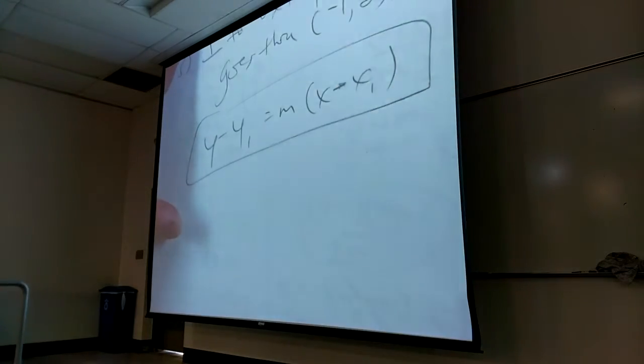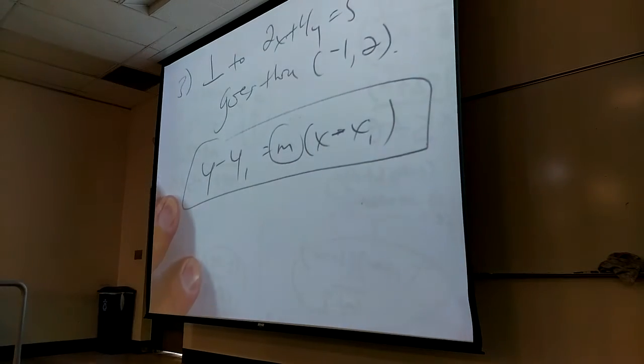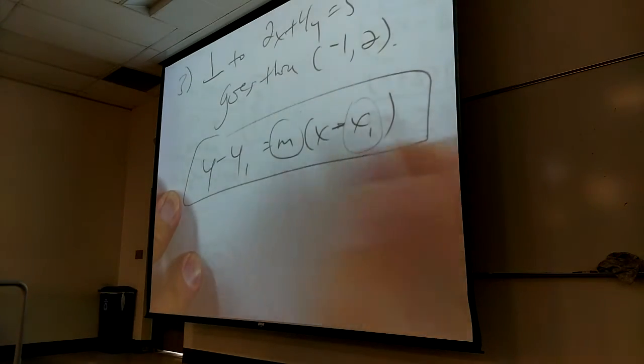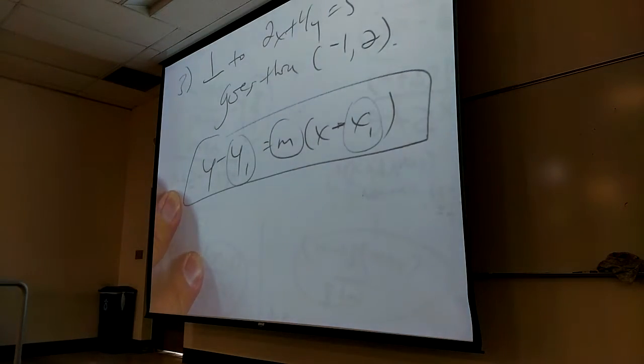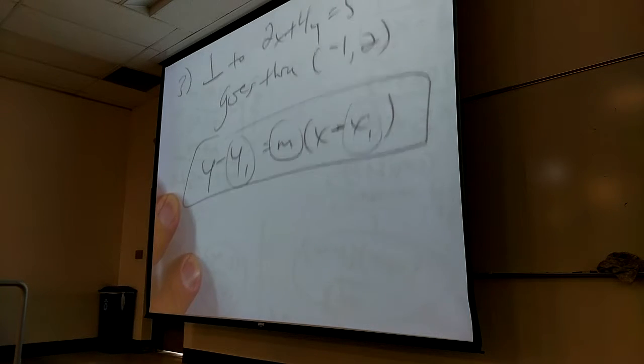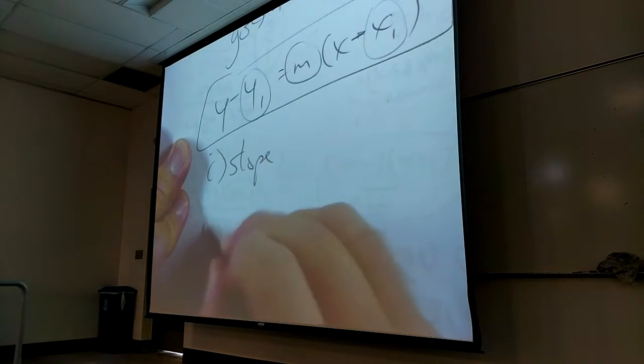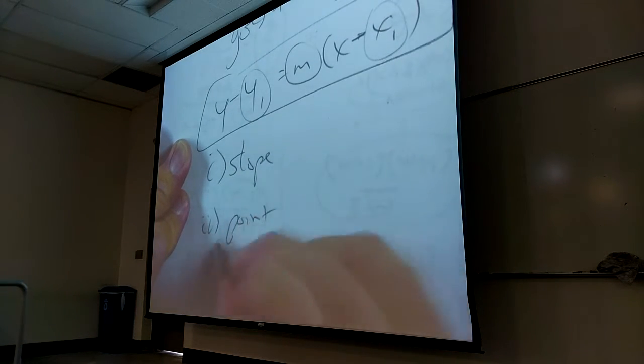Now, what does this formula require? What do we have to know to be able to use this? I have to know the slope and I have to know a point. Do I know a point? Yes, check. So I gotta know slope, and I gotta know a point. The point I got, negative 1, 2.